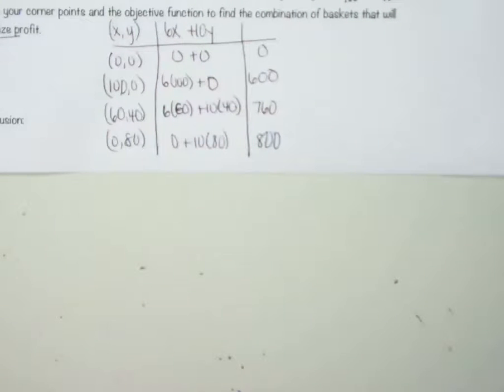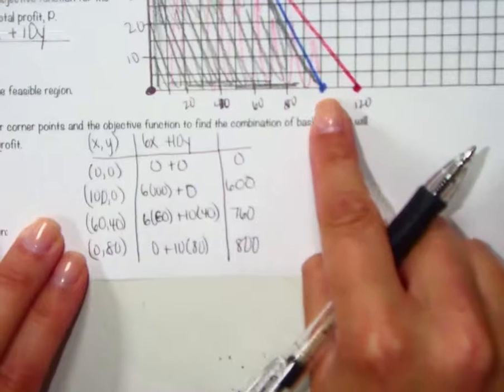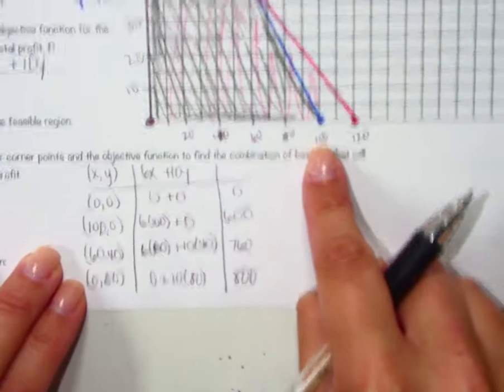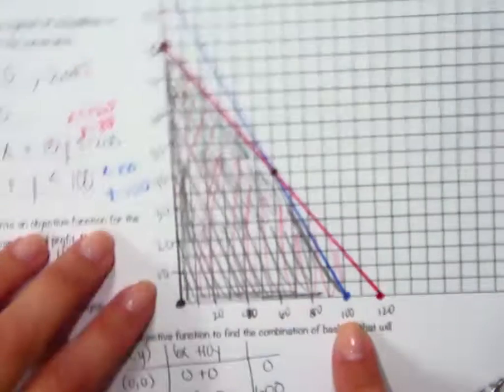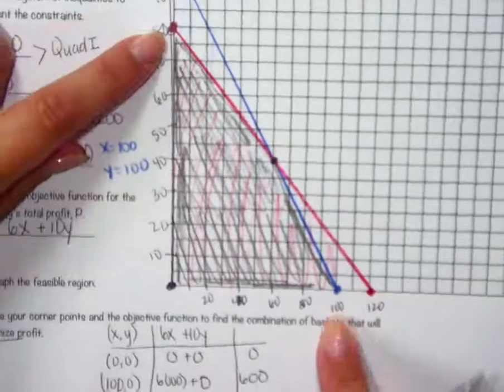Yeah, Allie? So how come we didn't use like 0, 100, or 0, 120, like the ones that are on the bottom? So we used 100, 0. This is 100, the same as... oh, okay, we use that one. Yeah. Okay. And then we used 0, 80. Okay.